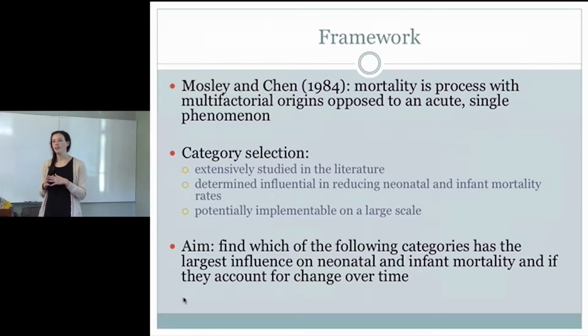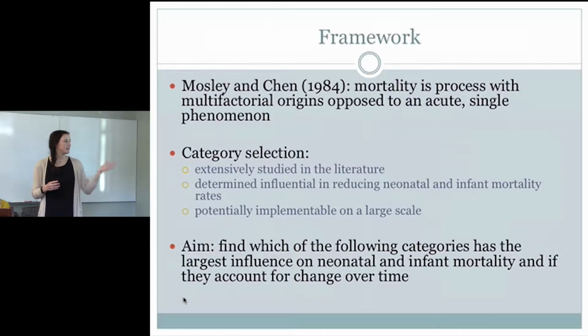To move forward, I follow a framework that was outlined by Mosley and Chen, where they take broad indicators and more select ones and group them into broad categories. I chose my categories by looking through the literature to see what fit together, what was appearing in a lot of the data, what has proved influential in reducing neonatal and infant mortality, and is potentially implementable on a large scale, because it's obvious that mortality does not have one cause, and it does not have one solution. So looking at these broad groups to get at the issue was my goal here.